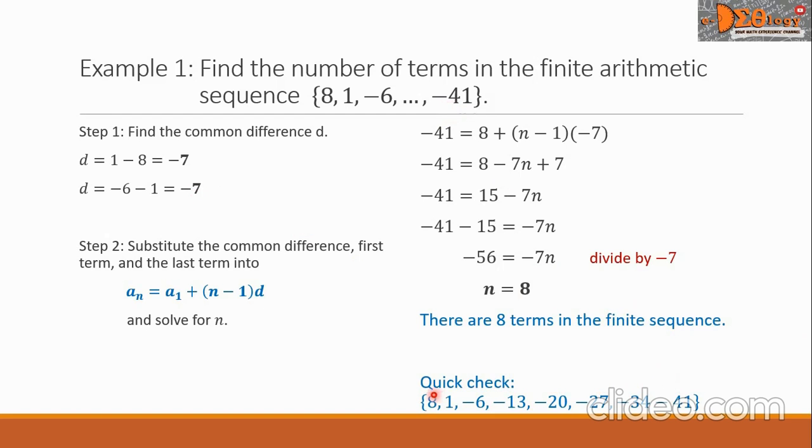So let us count 1, 2, 3, 4, 5, 6, 7, 8. So there are 8 terms in this finite sequence. So we are sure that this n equals 8 is correct. And this is our final answer.